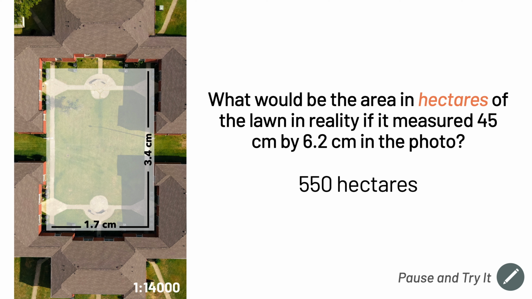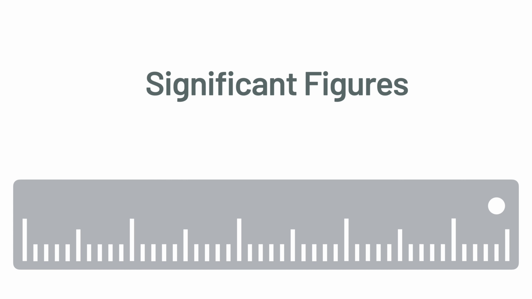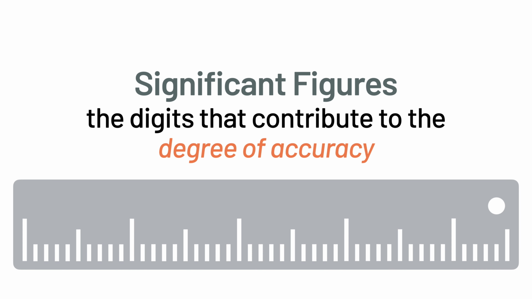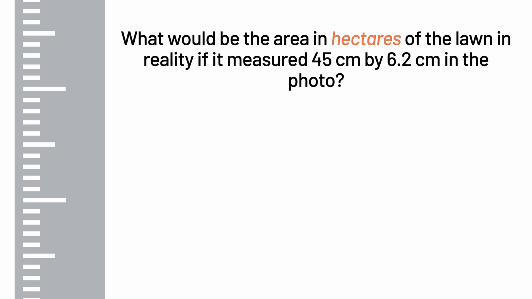We have one more topic, and it has to do with the area I just reported. You might have wondered, why did I round the area to 550 hectares? The reason? Significant figures. All measured values must be reported to the correct number of significant figures, the digits that contribute to the degree of accuracy. They make each of us honest by providing details about the accuracy of the device we use to make the measurement. For example, let's take a look at the posit example.